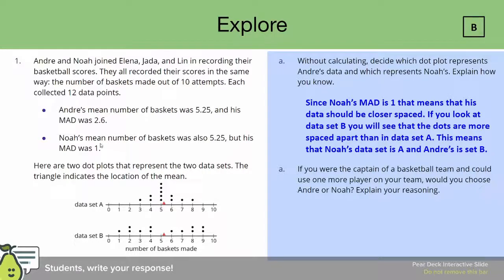So, since Andre's MAD is 2.6, that means that on average, his points are 2.6 spaces apart from the mean, whereas Noah's points are about 1 space away from the mean. Since Noah's MAD is smaller, that means that Noah's data set is closely clustered together, which is saying that Noah's data set is definitely A, and Andre's data set is most likely B. All right, with that said, let's look at the next question.